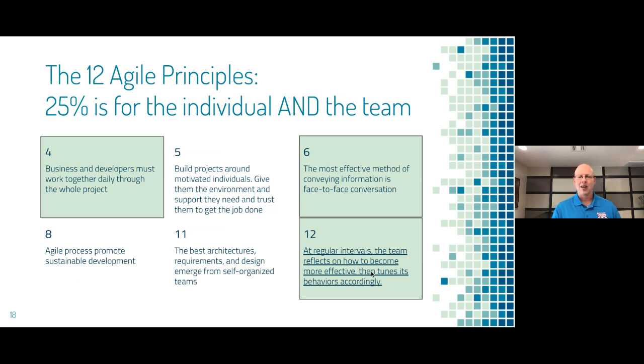And number 12, at regular intervals, the team reflects on how to become more effective and then tunes its behaviors accordingly. Now, I've underlined number 12 because though it talks about the team specifically in this principle, reflection and retrospectives can happen at an individual level, and they should. So whether or not your team actually has retrospectives, you as an individual can still reflect upon how to improve and take more actions to make those improvements.